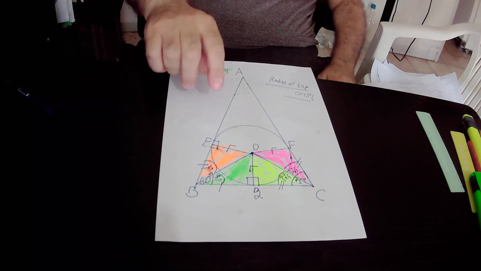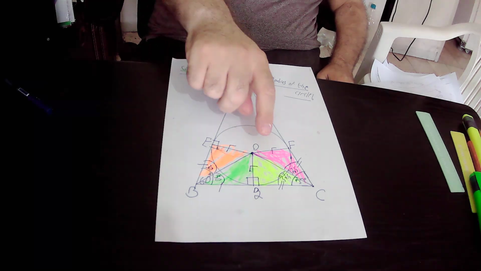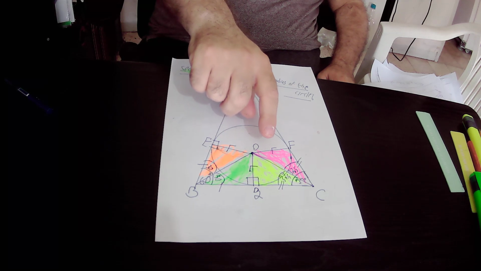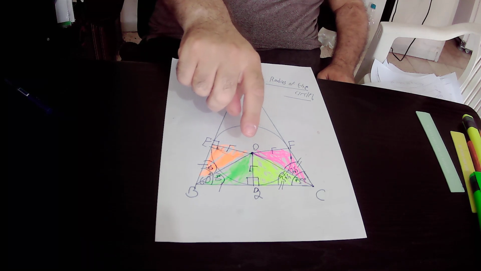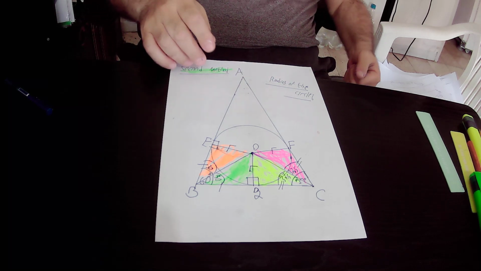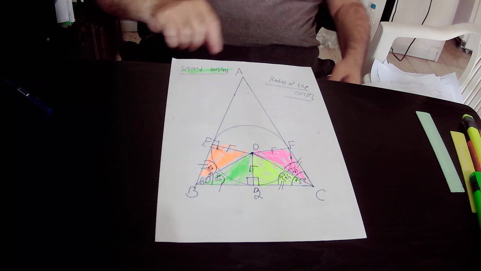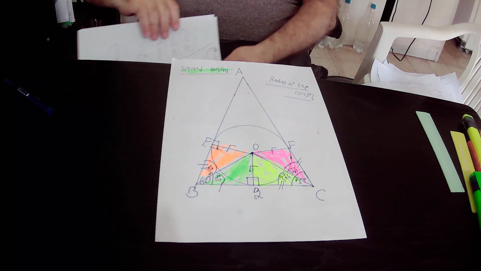We use tangent theta in order to find out the value of BD. We use tangent 37.5 degrees in order to find out the length of DC. And we know that the sum BD plus DC equals BC, that is 2 units.